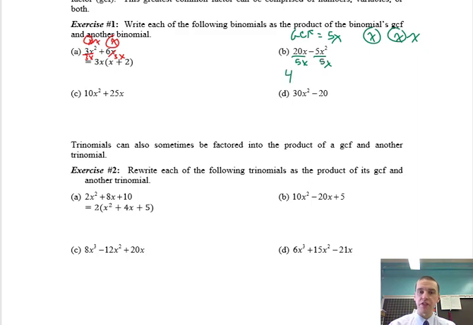20 divided by 5 is 4. X divided by x is 1. So I'm left with just 4 minus 5 divided by 5 is 1, and I have an x left over. And so there we go.